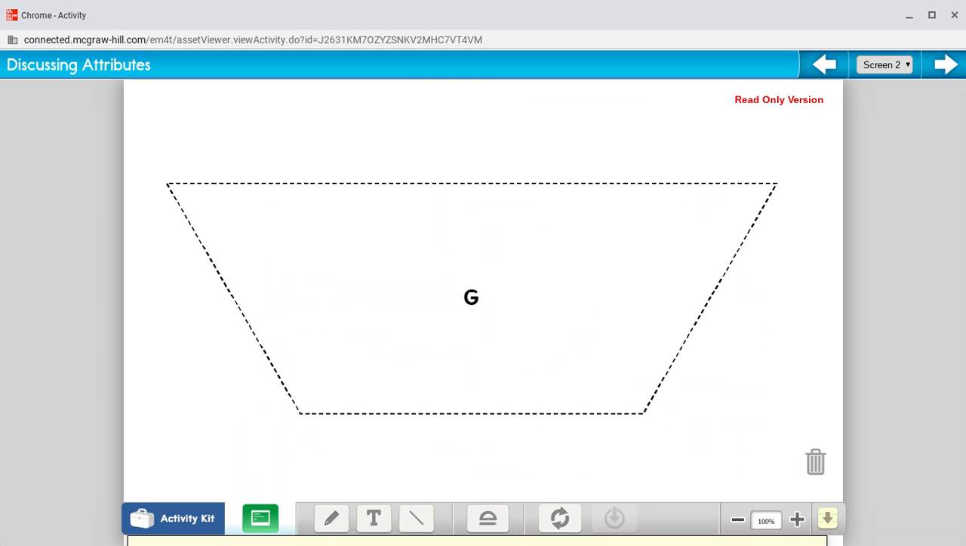I notice that it has straight lines. Okay, I noticed that the line on the top and the bottom are different lengths, but they are straight. I noticed that we have four vertices and four angles, right? But there is something else that this shape has. I'm going to introduce you to a new word.